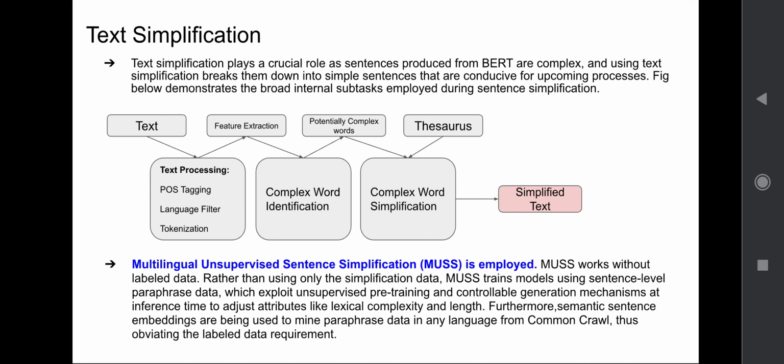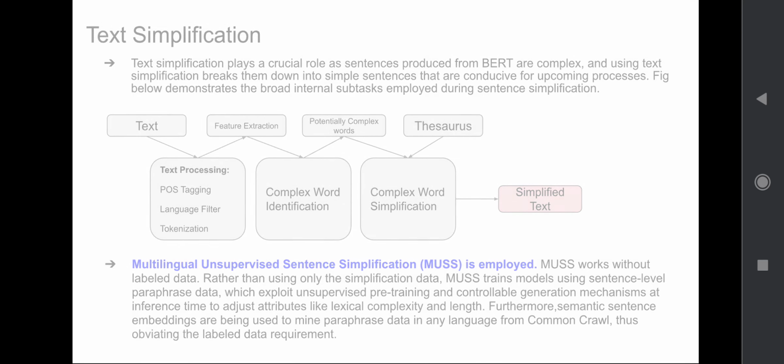Now, multilingual unsupervised sentence simplification is employed for the task of text simplification. Now, MUS works without labeled data. Rather than using only the simplification data, MUS trains models using sentence-level paraphrase data, which exploits unsupervised pre-training and controllable generation mechanisms at inference time to adjust attributes like lexical complexity and length. Furthermore, semantic sentence embeddings are being used to mine paraphrase data in any language from Common Crawl, thus obviating the label data requirement.